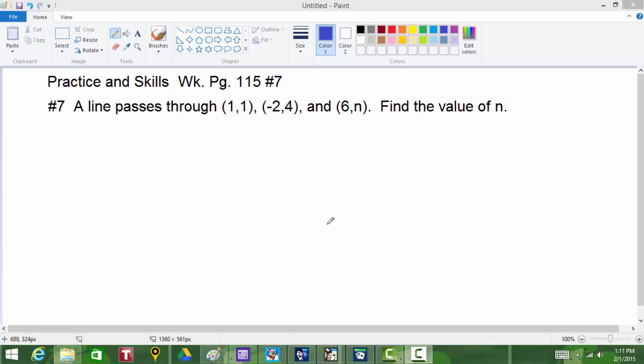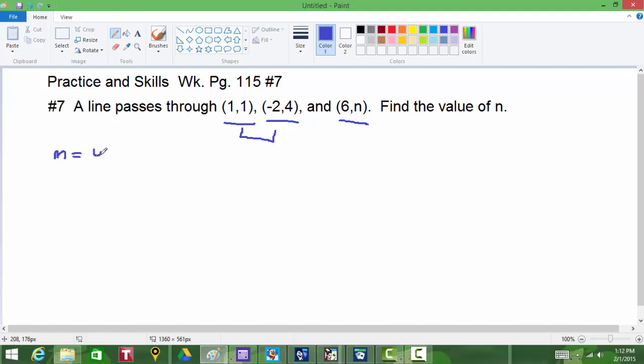Okay, so what we're going to do on this problem is we've got 3 points. We've got this point right here, this point right here, and this point right here. Our plan of attack is we're going to use the first 2 points to figure out a slope, and then after that, we're going to use that slope to help us figure out what n is. So remember that our formula for slope is y2 minus y1 over x2 minus x1.